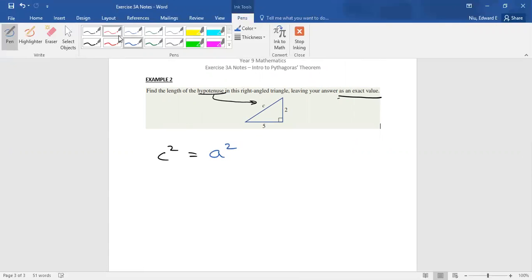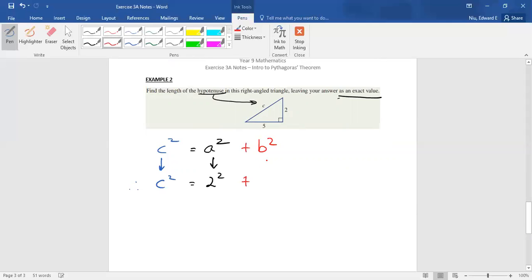a squared. Mixed the colors up. C squared equals a squared plus b squared. So we know c squared is what we're trying to figure out because c squared is always the hypotenuse, the longer side. The a squared is always the shortest, but again, it doesn't matter if you want to sub in 5 or 2. So for consistency's sake, we'll sub in the 2. That's 2 squared.